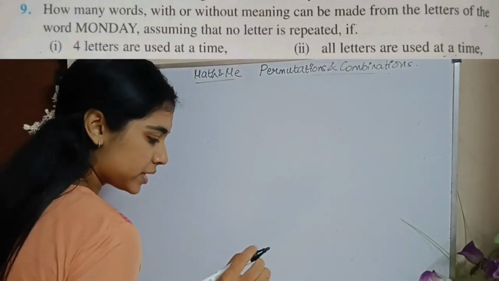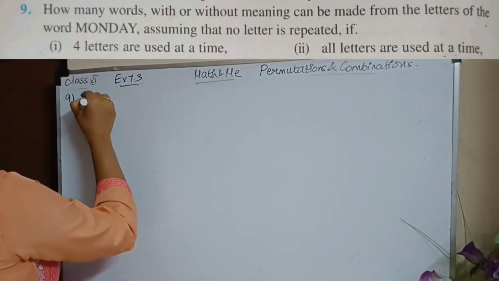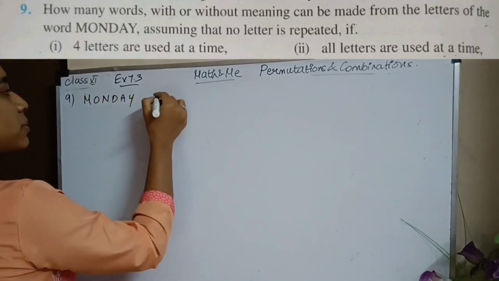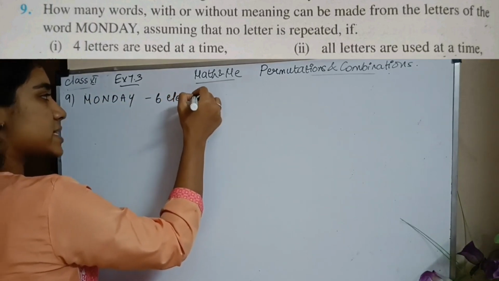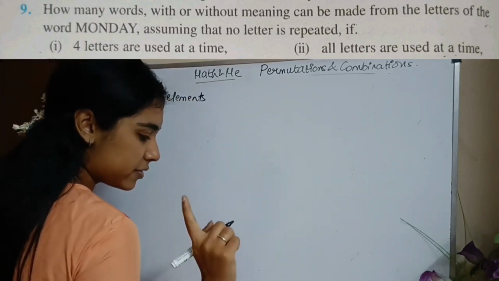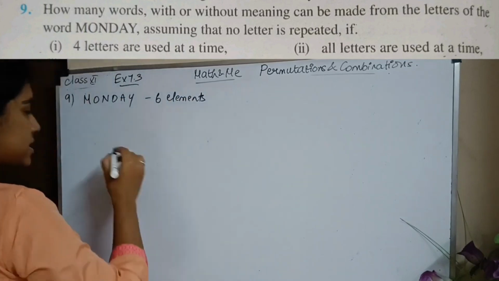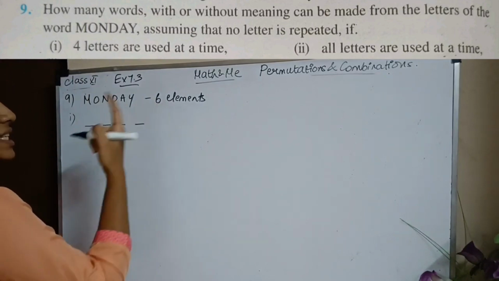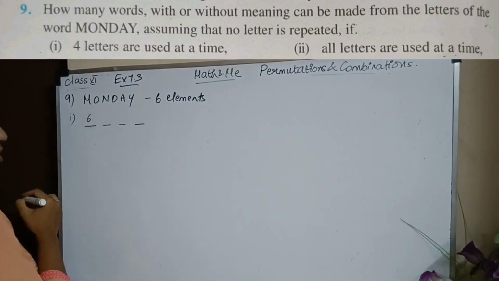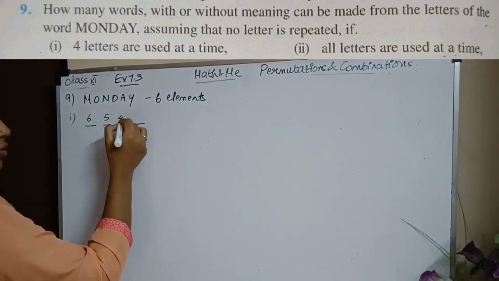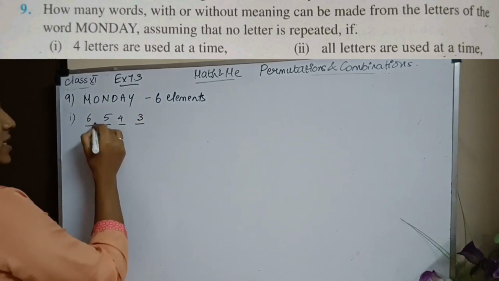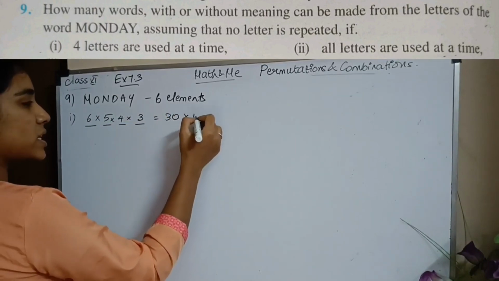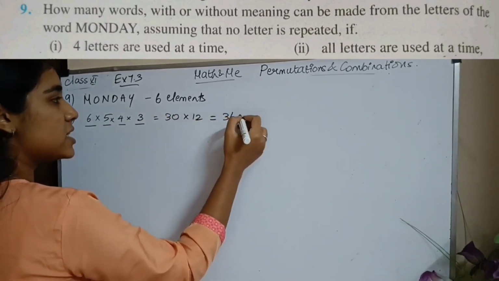Question number 9. With or without meaning from the word MONDAY, M-O-N-D-A-Y. Are there any repetitions? No. How many elements do I have in total? I have 6 elements. I need to form, first, if no letter is repeated, first subsection, 4 letters. So 1, 2, 3, 4. I have 6 options for my first letter, then 5, 4, 3. So it is 6 times 5 times 4 times 3. 6 5s are 30 times 4 3s are 12, 12 3s are 36. So 360 options.